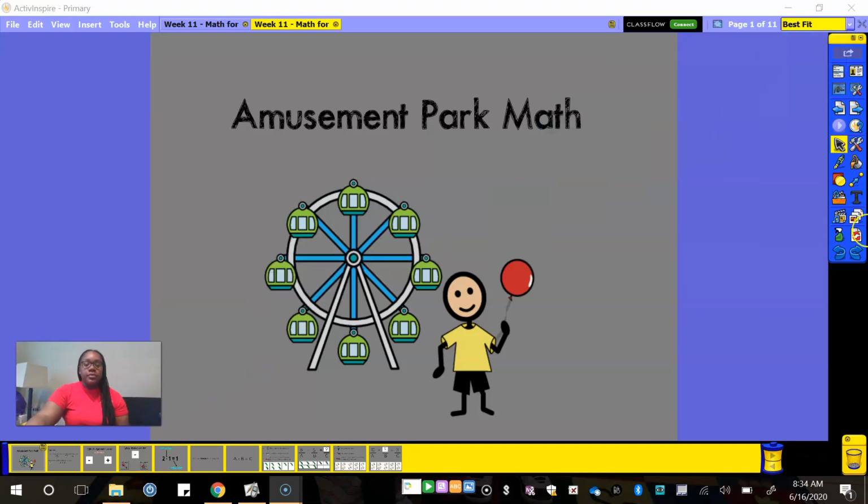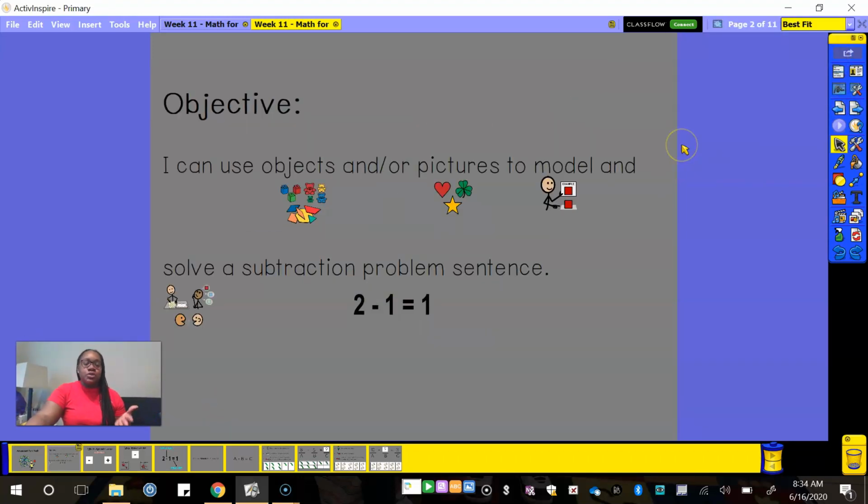All right. So, what are we going to do today? So today, we're going to use objects and or pictures to model and solve a subtraction problem sentence. That was a lot. Let's read it again. So what can we do? So together we are going to use some objects and some pictures. And how are we going to use those things to model and solve subtraction problem sentences?